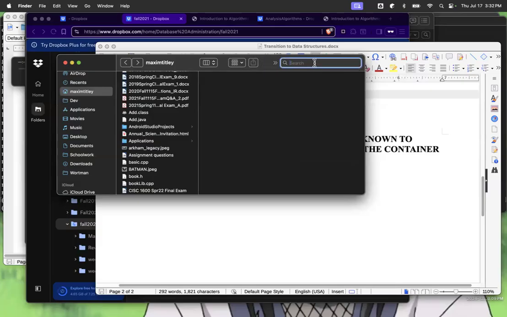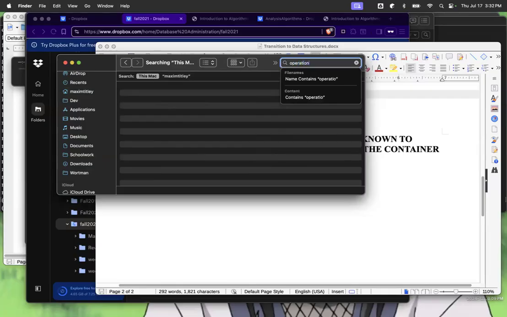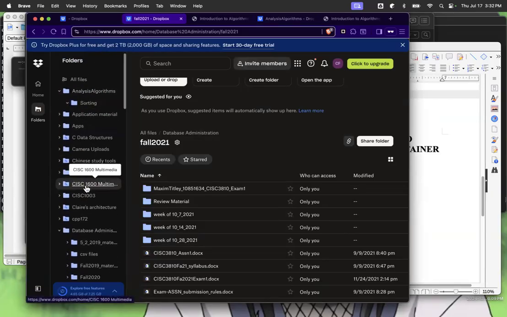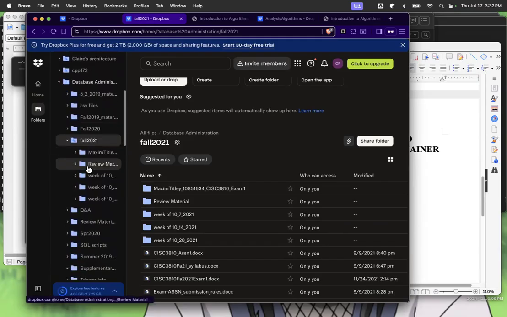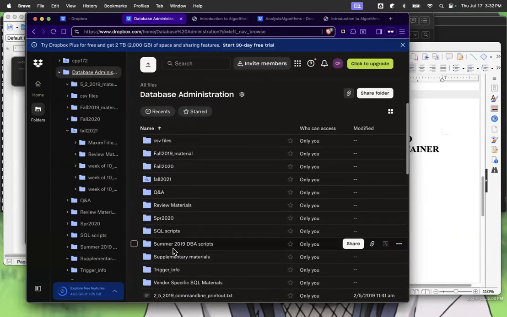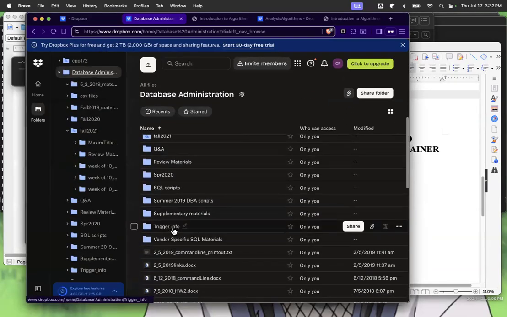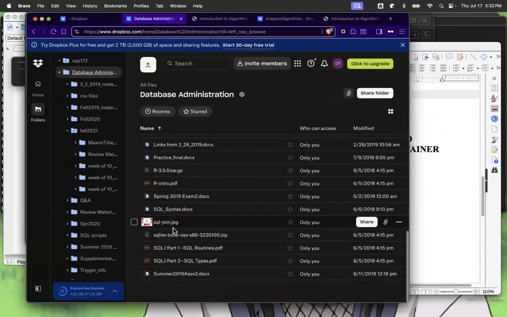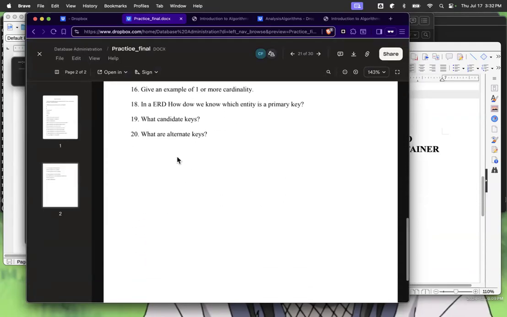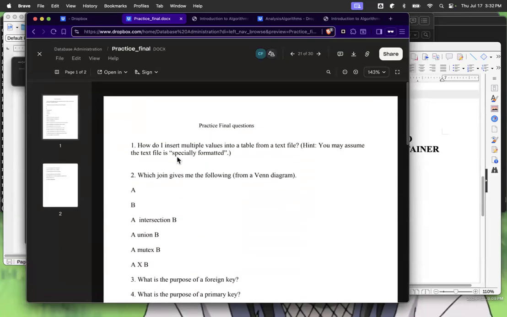You know what? I think I can use operations management as an example though. In fact, I should have plenty of them up here. There we go. I can show you what I had in other classes, like database administration. The practice final has all these questions here, right? Doesn't mean that they all made it on the exam though.